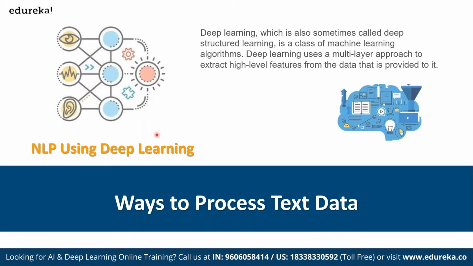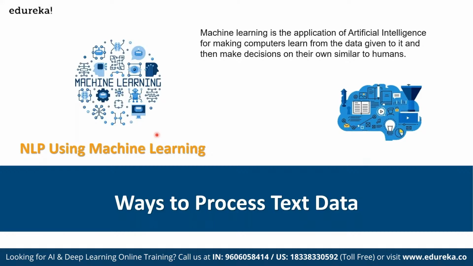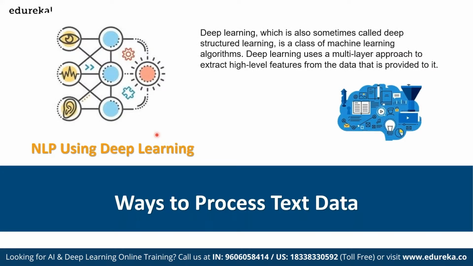Okay, so one is NLP using machine learning. Either you can teach your machine using machine learning how to process natural language, and the other way to understand NLP is deep learning. Deep learning, which is also sometimes called deep structured learning, is a class of machine learning algorithms. Deep learning uses a multi-layer approach to extract high-level features from the data provided to it. So one way to process your natural language is using machine learning, and the other is using deep learning.